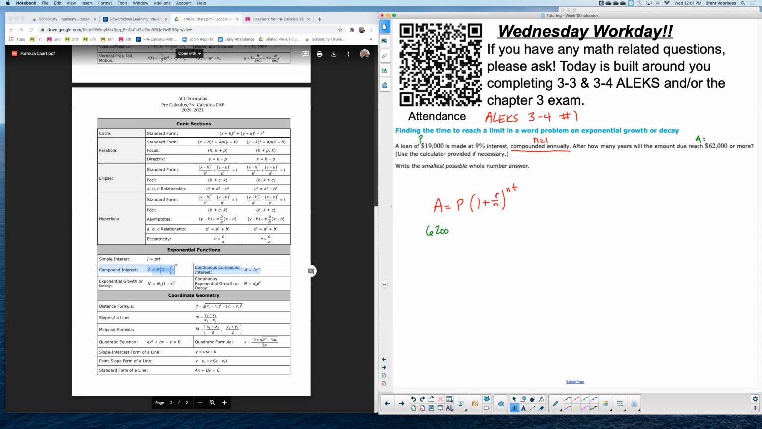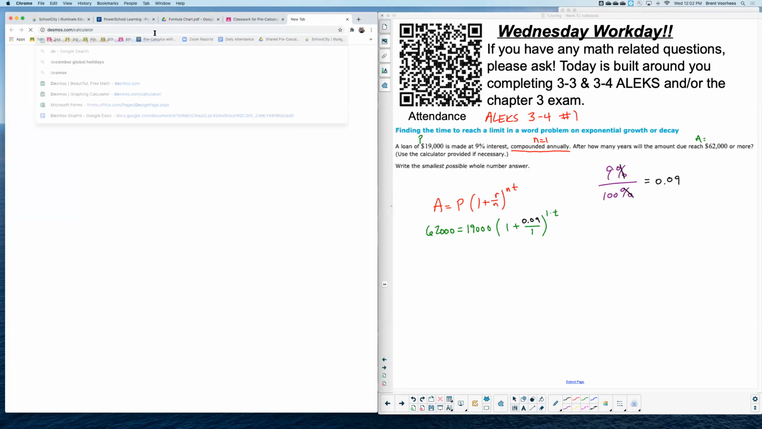So if I start to plug these in, I have 62,000 equals 19,000 times (1 plus the rate, 9%). As a reminder, to get rid of a percent symbol you divide by 100, so this is 0.09 over 1 time per year, because we're doing it annually. Honestly, I don't even need the 1 there. I'll show you in a second how to do this by hand, but most students would probably prefer to use Desmos to solve this.